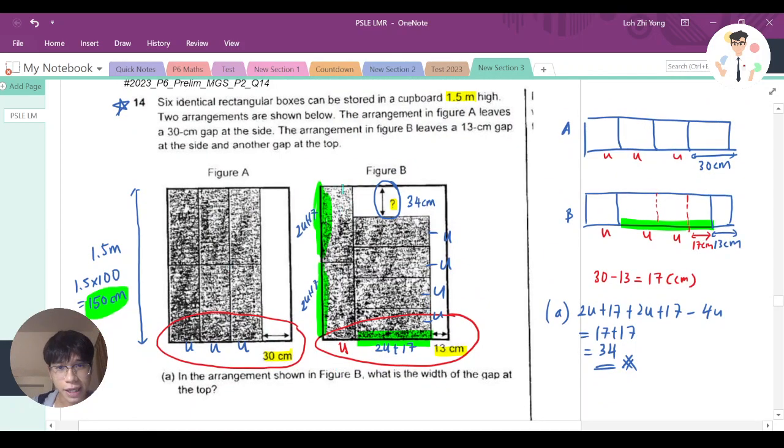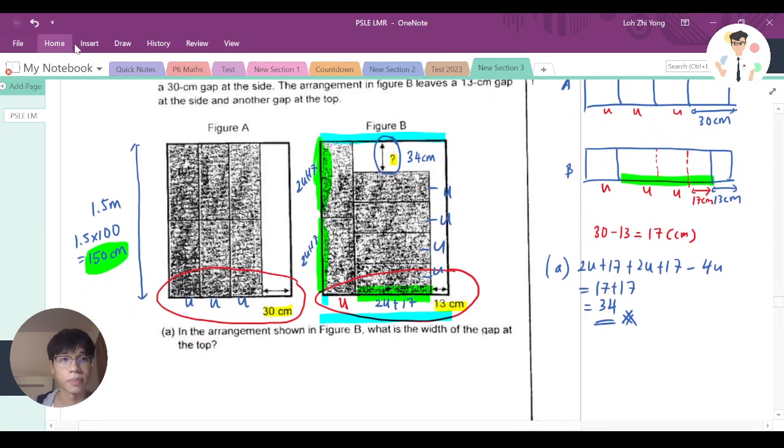Width of the cardboard basically means here, lah. Let me just draw it. Or you can say it's here. And it's actually easy to find if we are able to find what 1 unit is equal to. Okay? So let me just draw here. B. Since I know 2 unit plus 17 plus 2 unit plus 17 is equal to 150, let me just write here: 2 unit plus 17 plus 2 unit plus 17 is equal to 150.